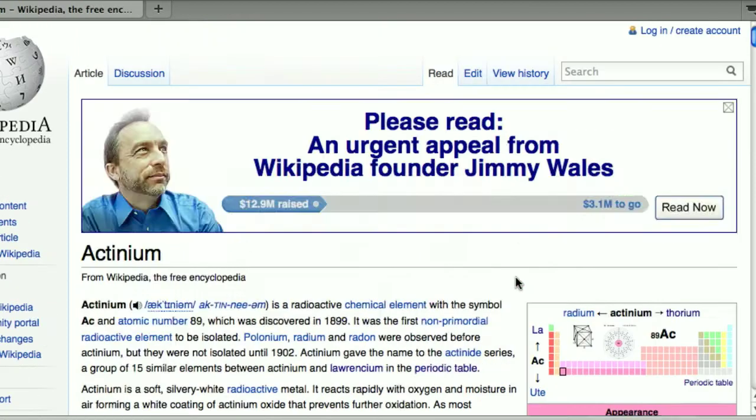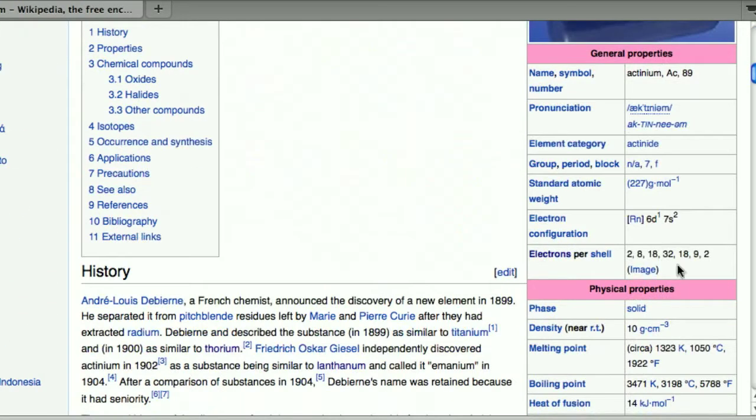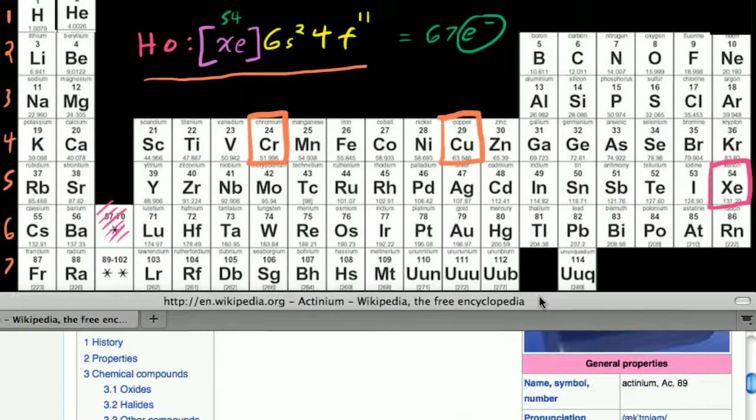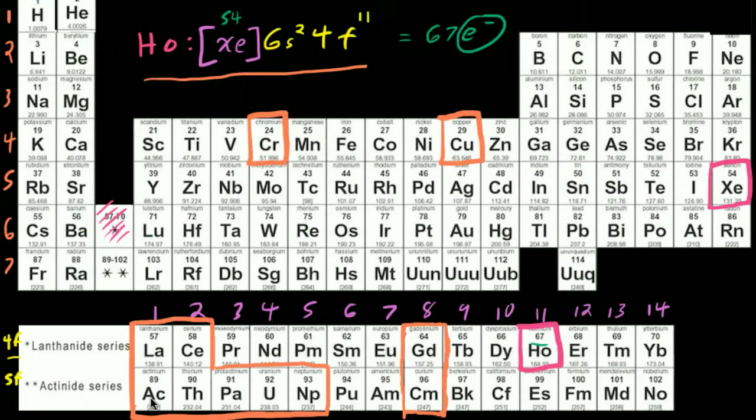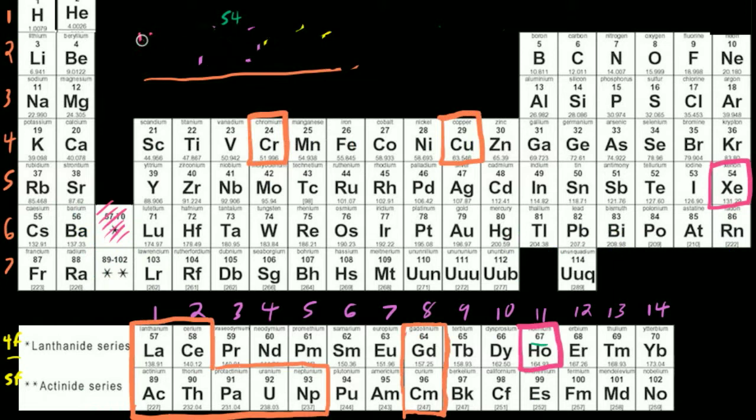So, actinium. Actinium, again, is a similar type of exception, right? Because what would we expect for actinium? Actinium is right here on our periodic table. And if we were doing nearest noble gas electron configuration, and actually, you know what? I'm going to erase this right here, because all the other electron configurations we're going to look at are going to be down in the second row of our F block. So there we go.